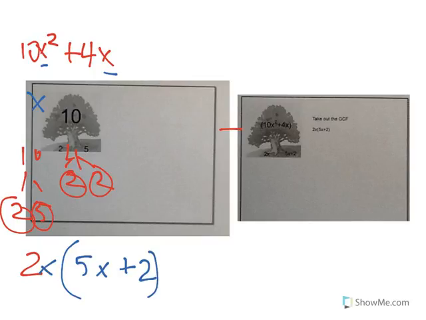And if you see, when you multiply that out, you're going to end up with this binomial expression here, 10x squared plus 4x. When you multiply 2x times, in parentheses, 5x plus 2, you end up with that.